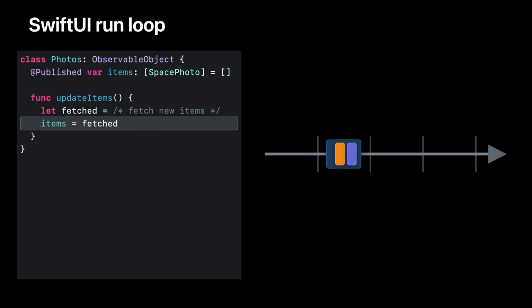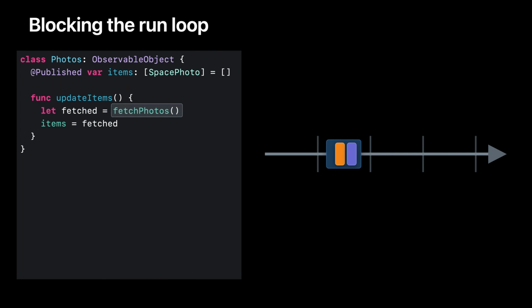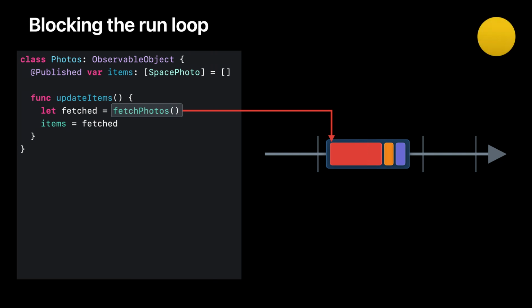In the 2020 Data Essentials talk, Raj describes slow updates when your view does too much work in body. Slow updates can also happen if your model code does too much work on the main actor. For example, suppose my fetch photos function blocks while waiting for the download to complete. And suppose I'm on a slow connection. Because I'm blocking the main actor, I miss this tick of the run loop. This is visible to my users as a hitch.